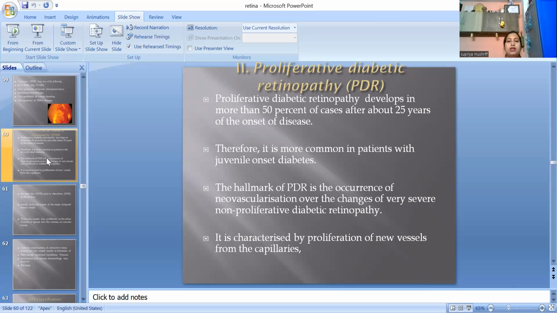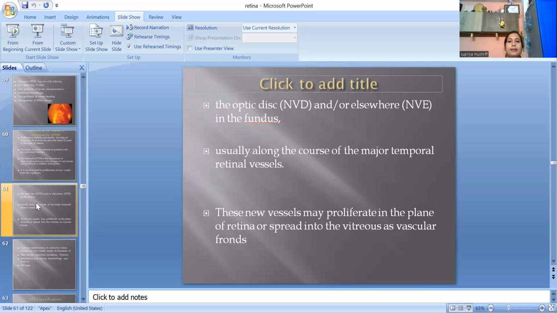So what is the PDR? The hallmark of PDR is the occurrence of neovascularization over the changes of very severe NPDR, and it is characterized by proliferation of new vessels from the capillaries. Now, it is characterized by NVD and NVE, which I have told you earlier in the CRVO. So it is neovascularization of disc or neovascularization elsewhere, usually along the course of major temporal retinal vessels.